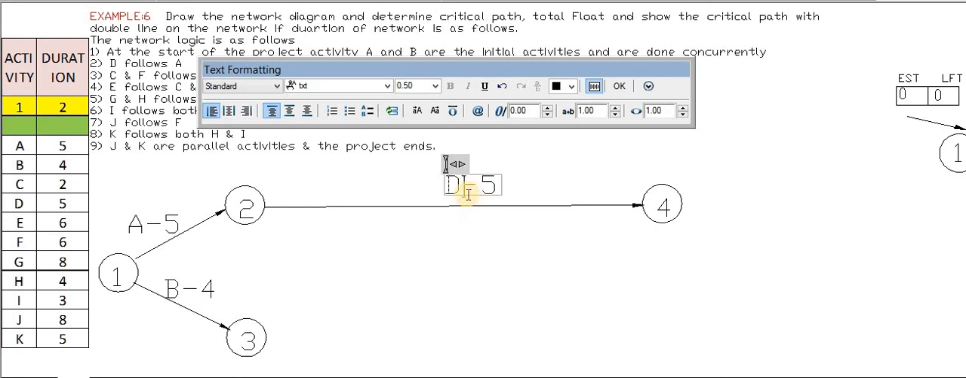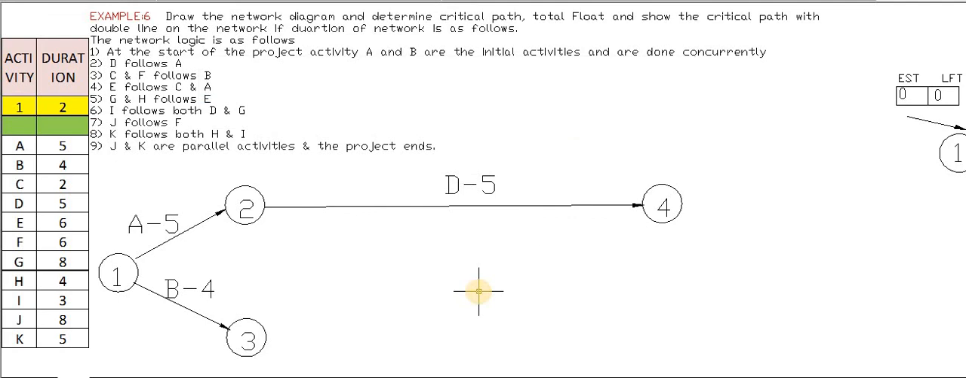What about the duration of D? Activity D has a duration of 5, so we take D as 5. In this way we have read the second line, that is, D follows A. Only after completion of A, D will be started. So activity A has been completed, and the next activity is D.